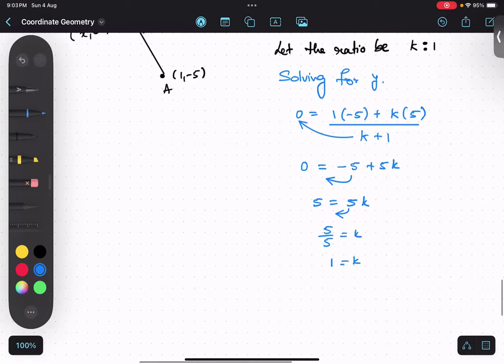So what was the ratio? Ratio was k is to 1, which will become 1 is to 1. This is my answer.